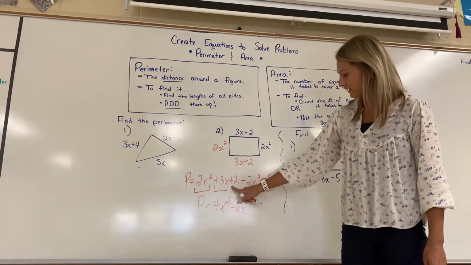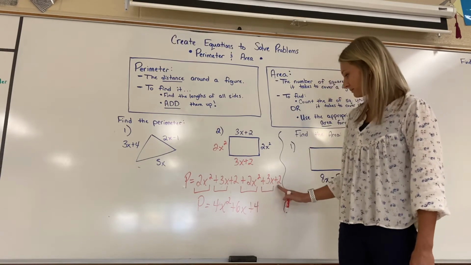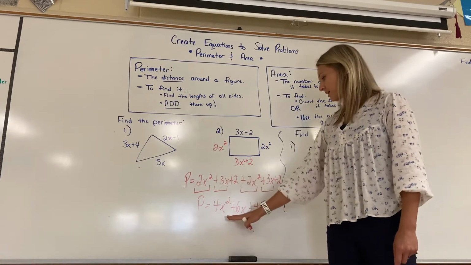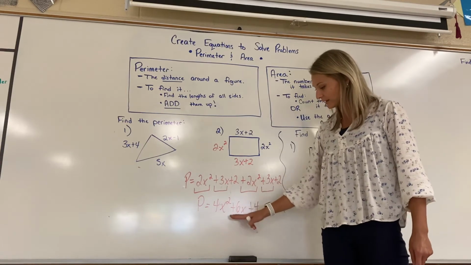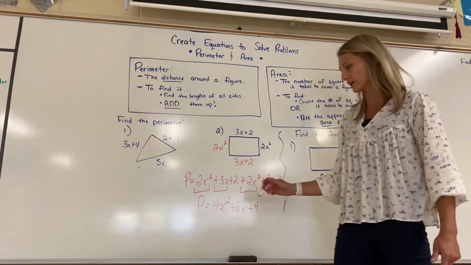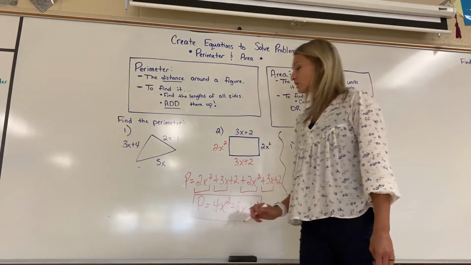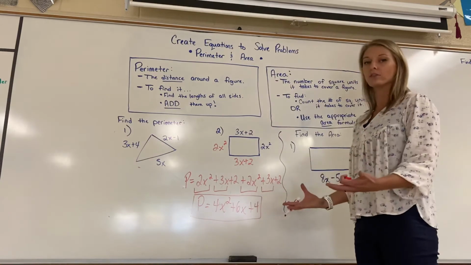And then we have 2 plus 2, which is 4. And then make sure you didn't miss anything. Make sure when you're done that you've combined everything that'll combine. None of these are like terms, and so that is as far as I can go with my answer. Okay, so that's perimeter. You add up all the sides.